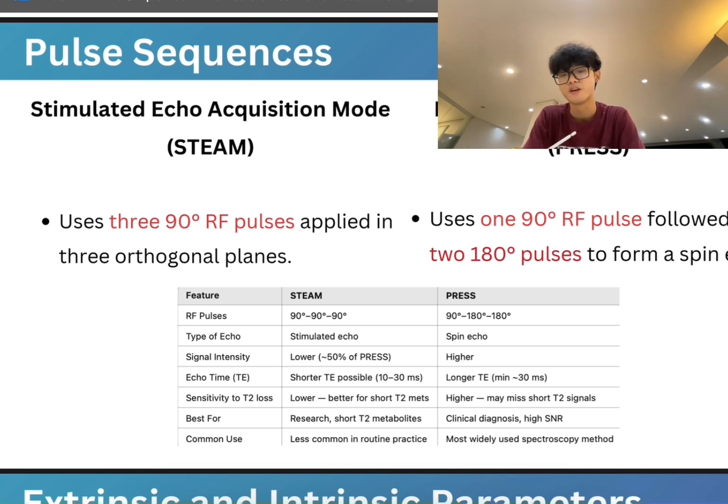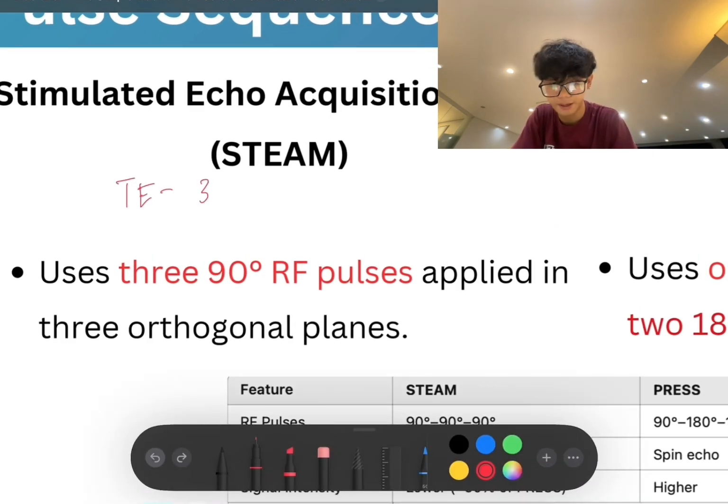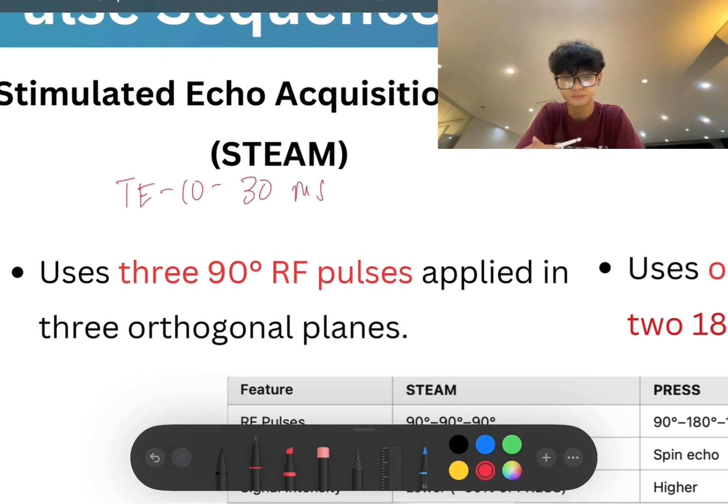Stimulated echo acquisition mode uses three 90 degree RF pulses, and it has typical parameters of an echo time of 10 to 30 ms, which is a short echo time ideal for short T2 metabolites, and it is also useful for conducting research, since it is less sensitive to J-coupling and susceptibility artifacts.